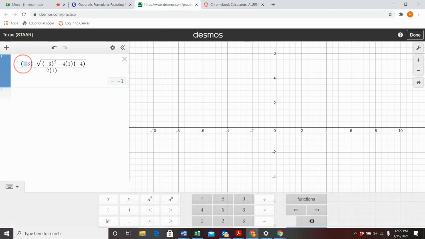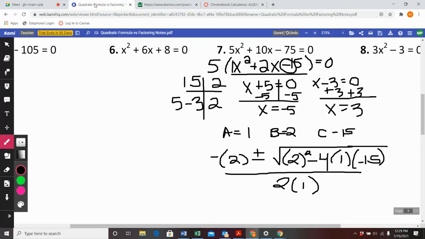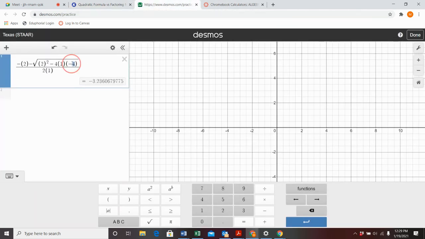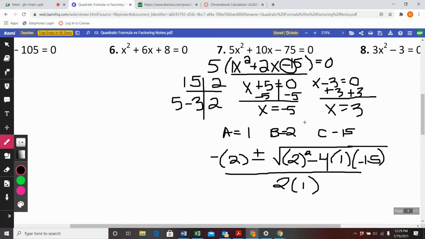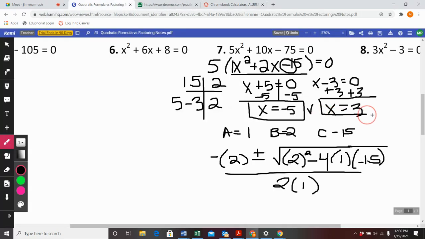So let's go change those in our calculator. So this is 2. And this is 2. That's a 1, that's a 1. And C is now -15. So one of my answers is -5. Is that one I got earlier? Yes, it is. So that one checks. And now all I have to do is go change that minus to a plus, not an equals. And I got 3. Does that one work? Yes, it does.